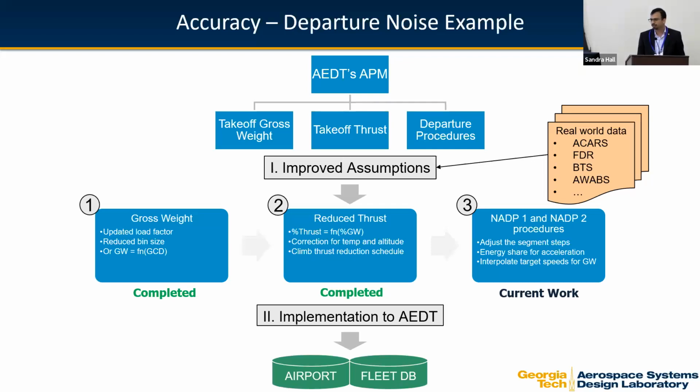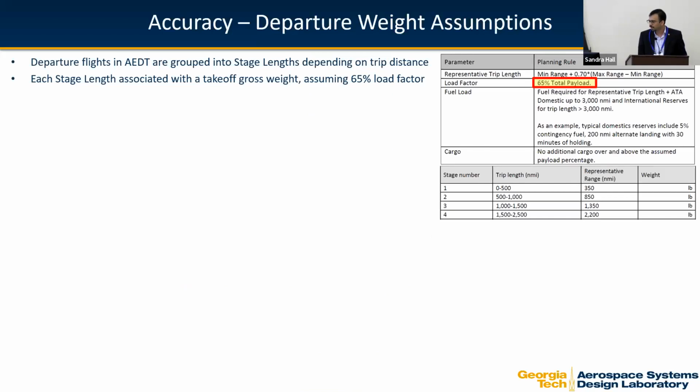So we have improved assumptions for the gross weight of the aircraft, the reduced thrust, as well as NADP 1 and 2 procedures. We've completed the first 2. We're still working on the 3rd one. And over the next few slides, I'll go into details as to how we went about these.